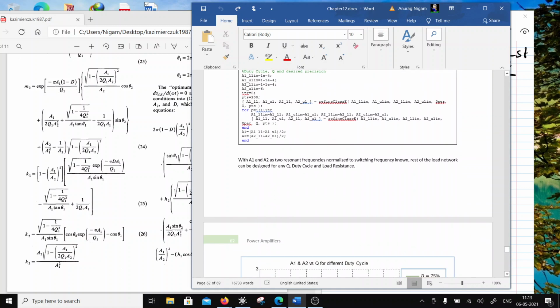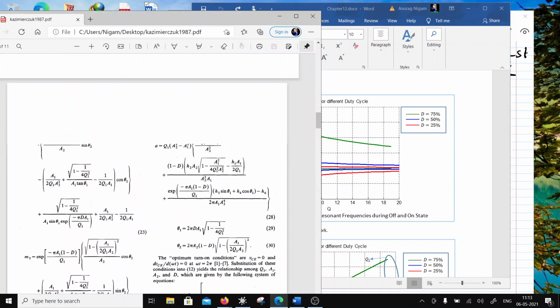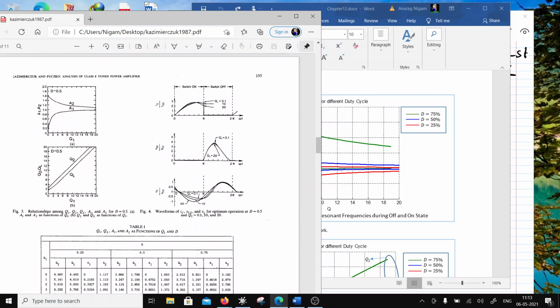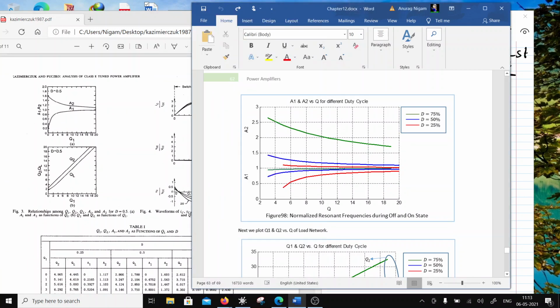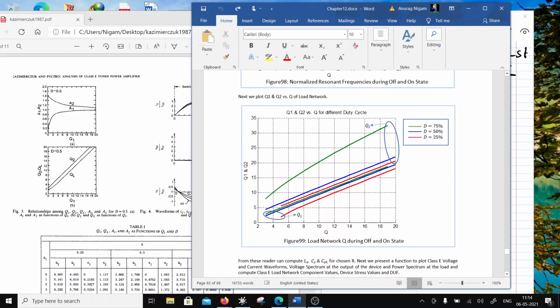Once you have A1 A2, you can plot A1 A2 versus Q, versus duty cycle. The figure which you have seen here is only for 50% duty cycle in this paper, but once you have a code, you can see I am doing it for 3 different duty cycles. The red one is the 25%, the blue one is the 50%, and the green pair is the 75% duty cycle. Here I am plotting A1 and A2 versus Q at different duty cycles.